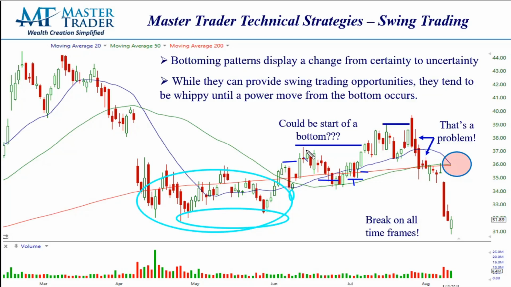They can provide us swing trading opportunities, but they do tend to be whippy. And we want to see that power move. We want to see it happen on big volume for that type of confirmation. Bottoming patterns do have a tendency to disappoint. They're not in clearly defined uptrends or clearly defined downtrends. So when you trade them, trade them a bit tighter, be very respectful of an event like this, to step aside.